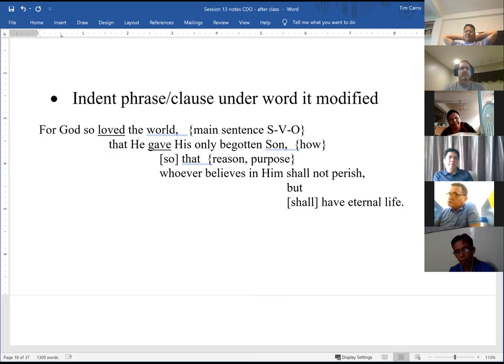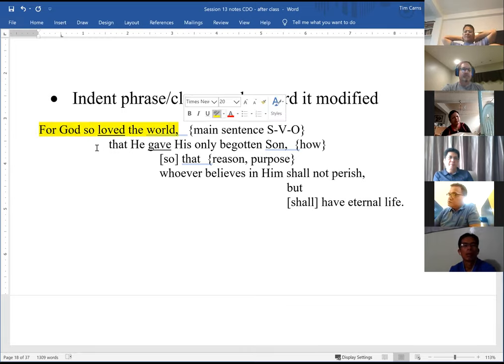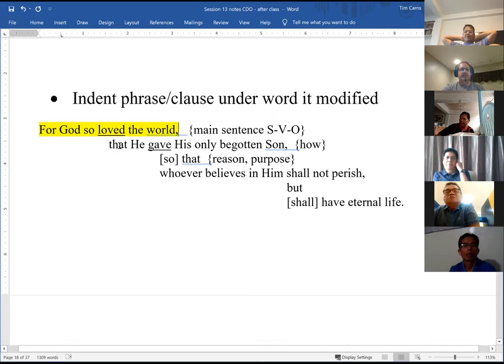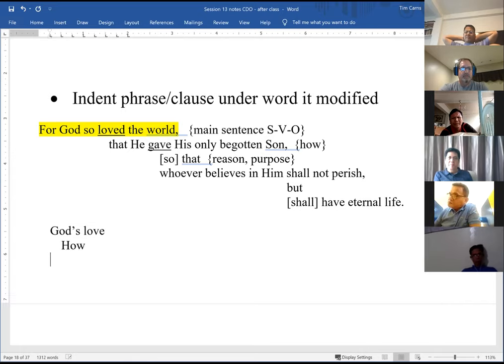Now notice here, what is the main idea? See that? God loved the world. How did he love the world? He gave his only begotten Son. And the reason for that was so that whoever believes in him would not perish, one, two, that they would have eternal life. Okay, so if you were to outline your sermon: God's love, how he loved us, and the reason. Something like that. Okay?